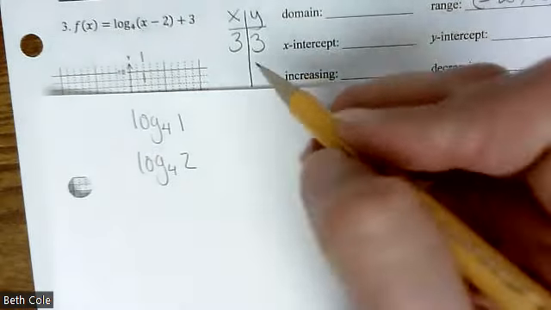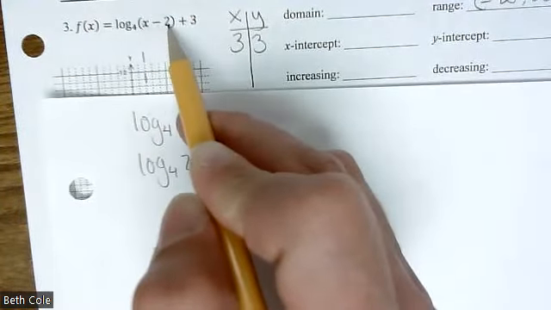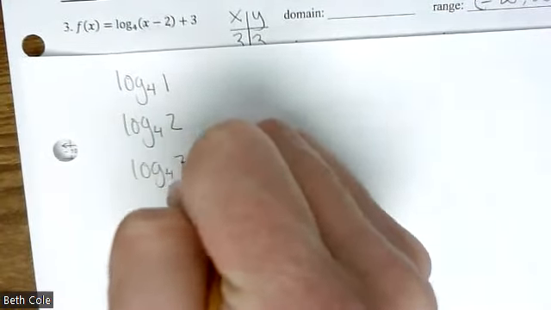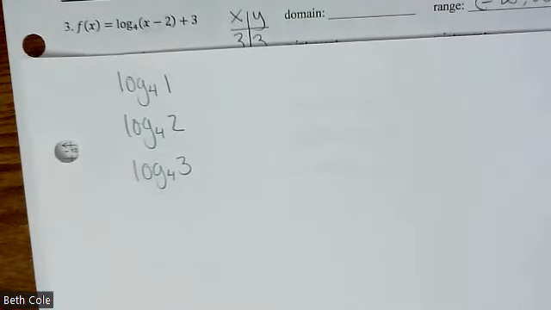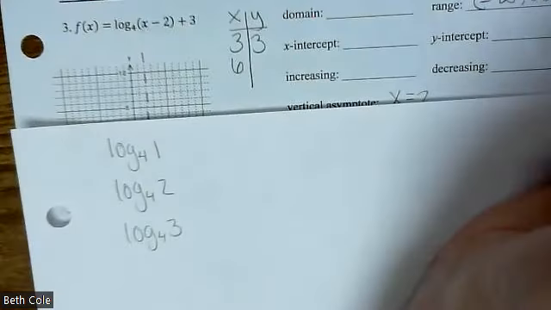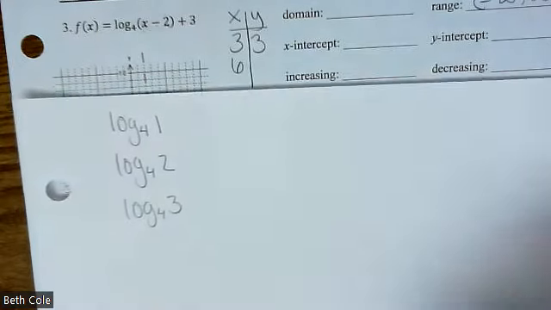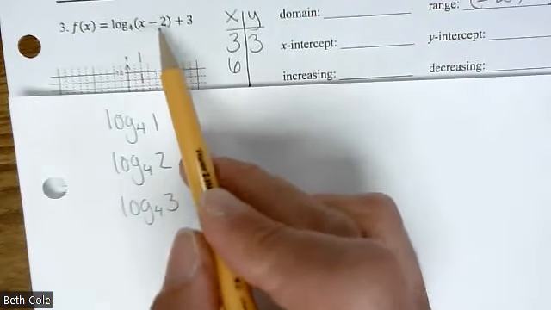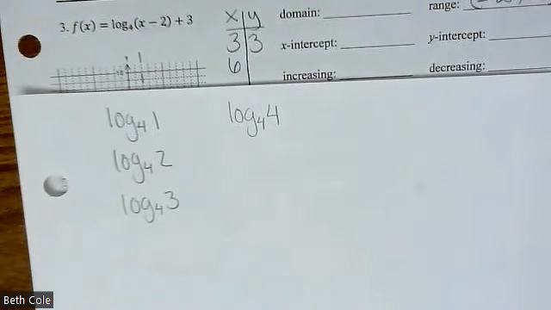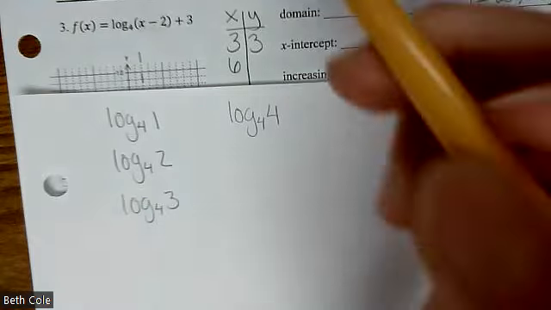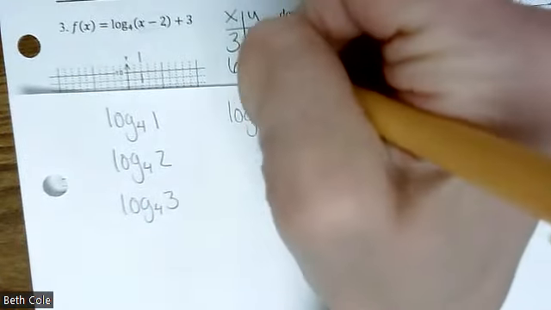Let's try 5. 5 minus 2 is 3. That gives you this. 4 to what power equals 3? It's not going to work. All right, try again. You'll get the hang of this. Let's try 6. You know, the way you learn is by getting it wrong and then figuring out why it was wrong and then fixing it. Okay, let's try 6. 6 minus 2 is 4. Log base 4 of 4. That one we can do. 4 to what power gives you 4? 1 plus 3 is 4.